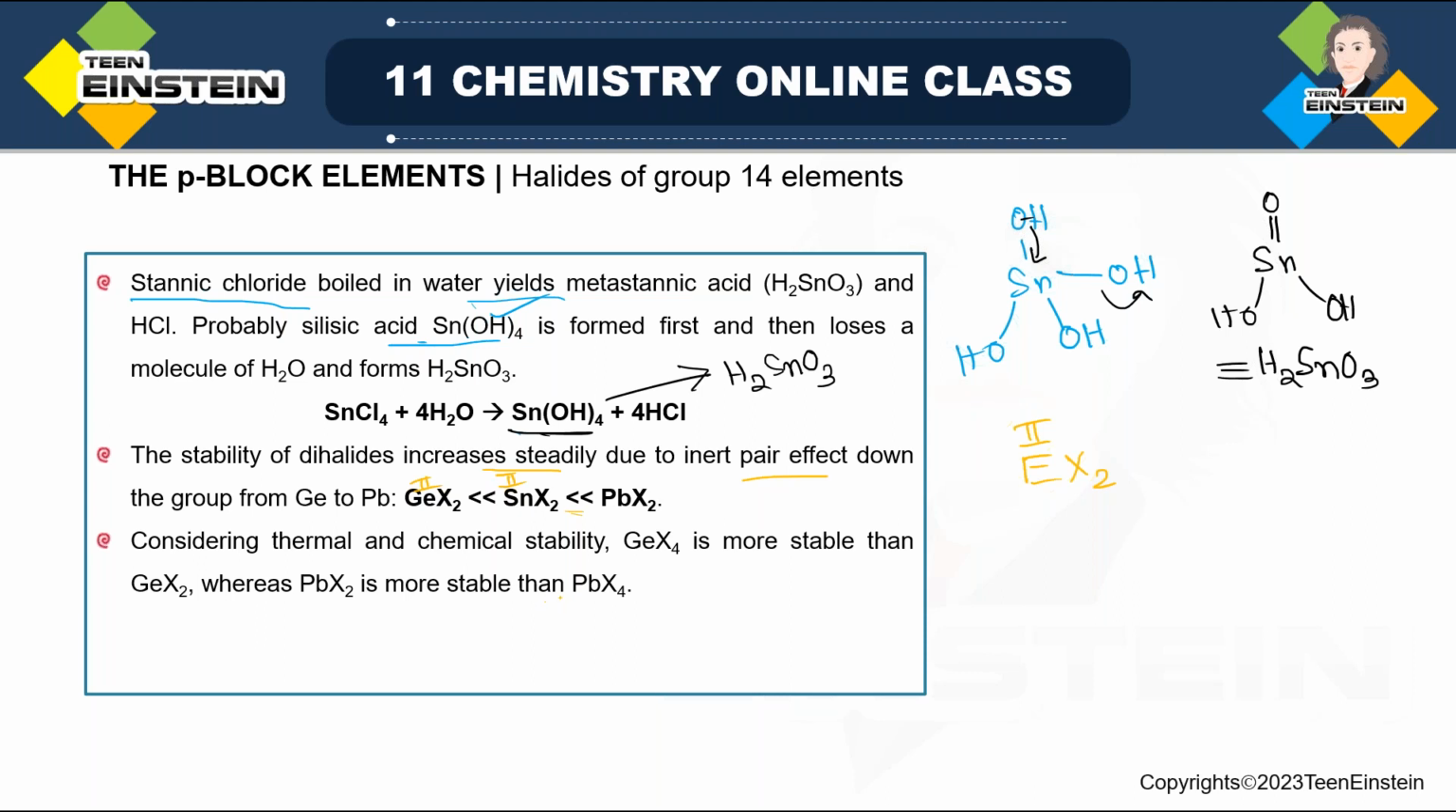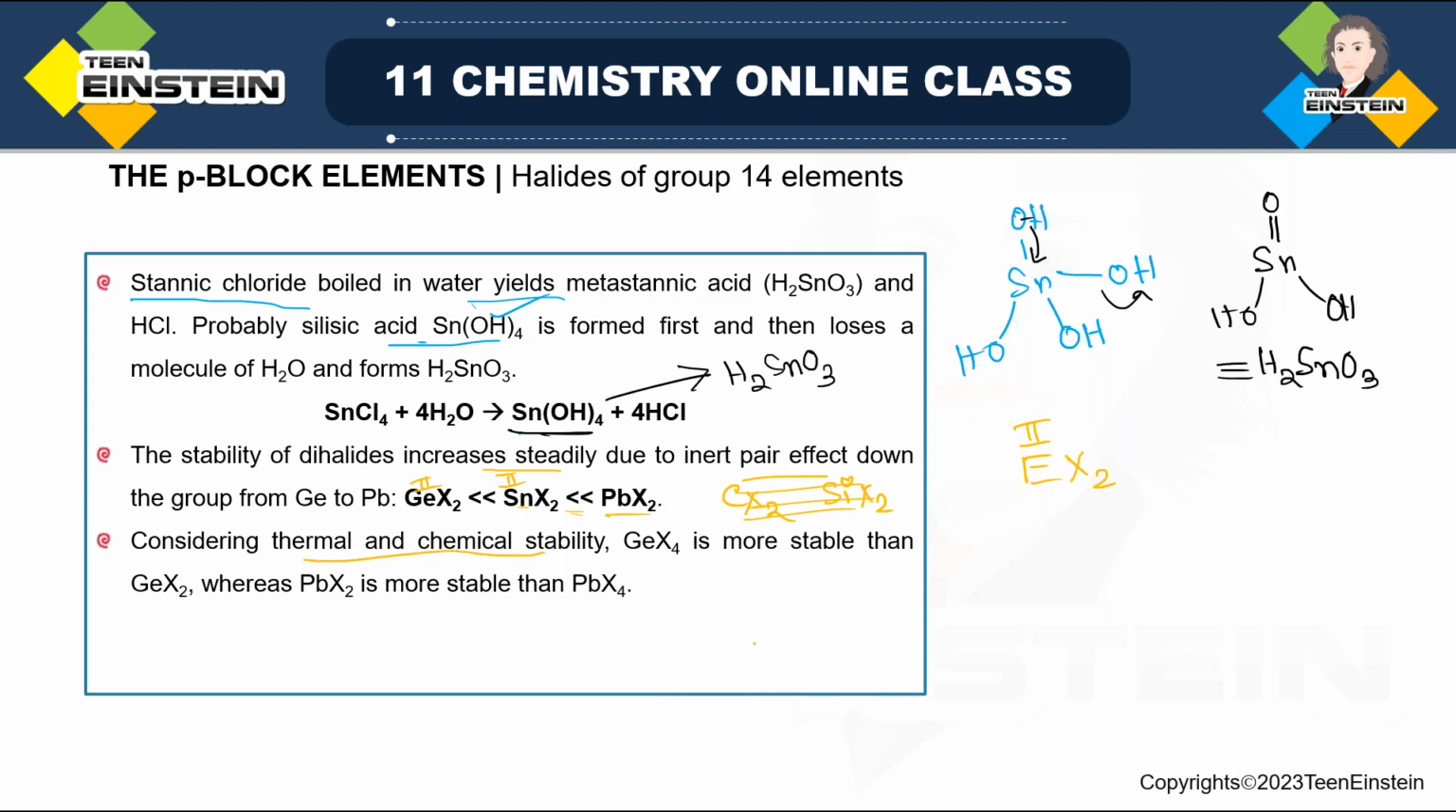So GeX2, that is GeCl2 or GeBr2, will not be very stable. Compared to that, SnX2 is much, much more stable, and lead is maximum stable. And in this order, you will not find CX2 or SiX2, because for these first two elements, dihalides are not so important. The +2 oxidation state is important down the group. For carbon and silicon, it is mostly +4. So that is why in this order only 3 elements are mentioned: germanium, tin, lead.